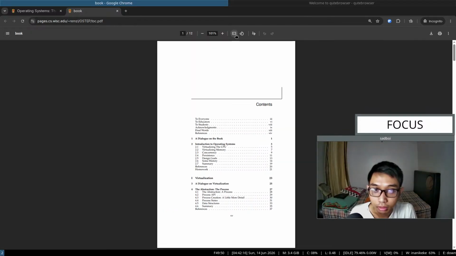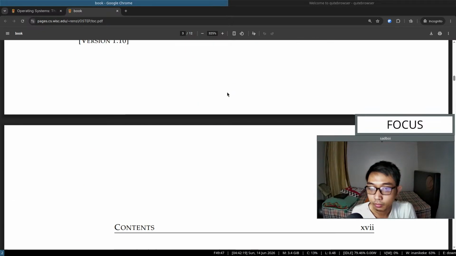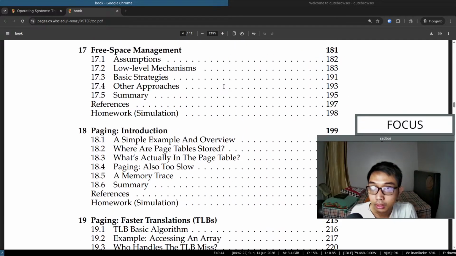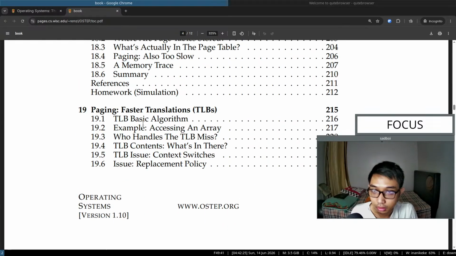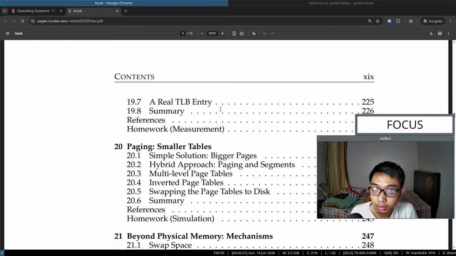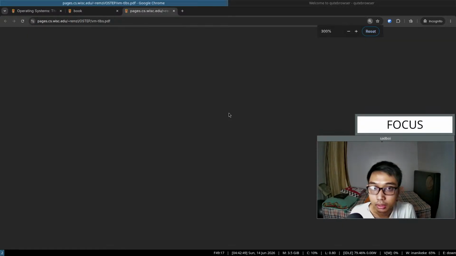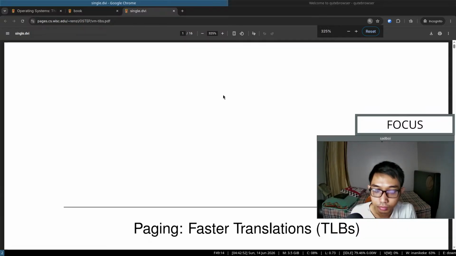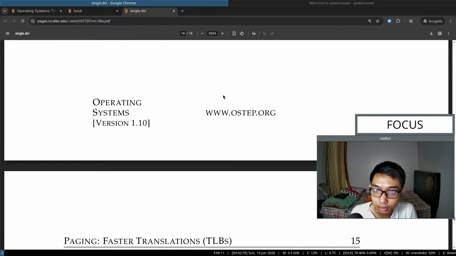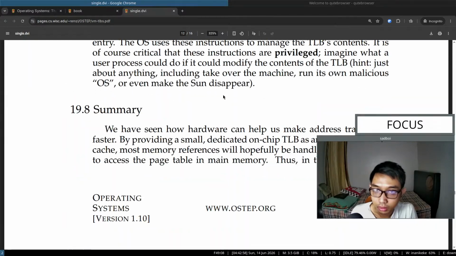Okay, let me open the table of content first. And okay, we are on chapter 19. And the last time is on the section 19.7, and now let's take a look at the summary here. 19.8. Let me open that. I think this one. Okay.